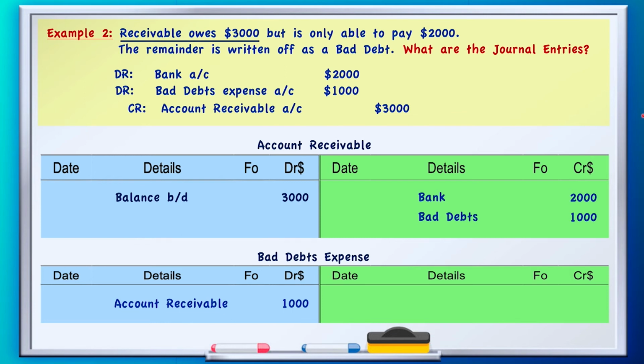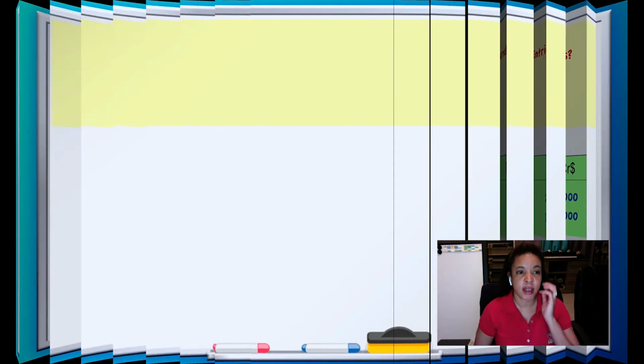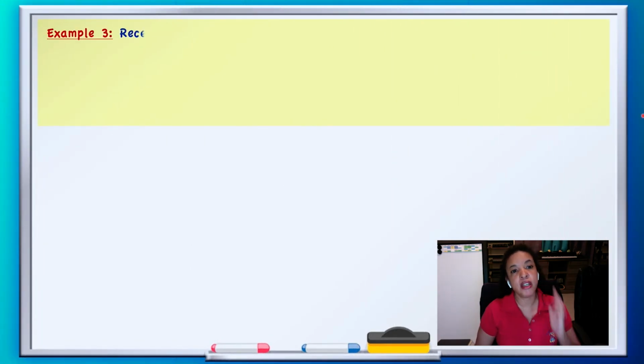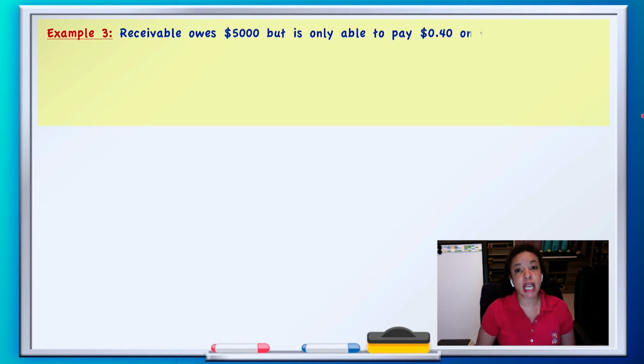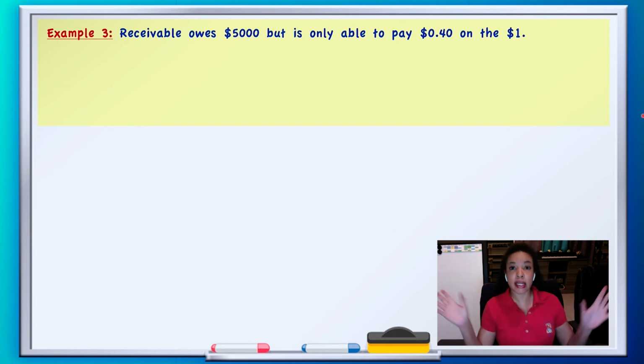Ready for the next one? We have one more. This is example 3. The receivable this time owes $5,000, but is only able to pay 40 cents on the dollar. What that means, don't get scared.